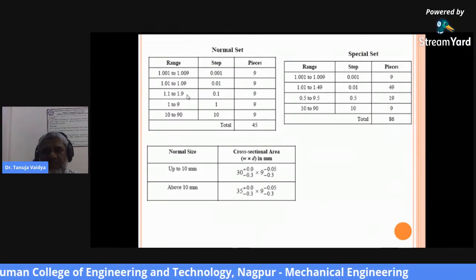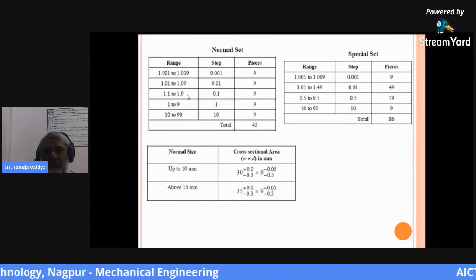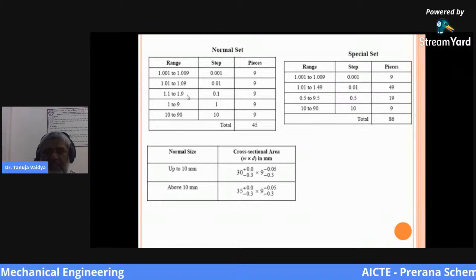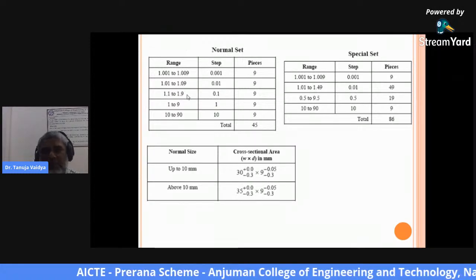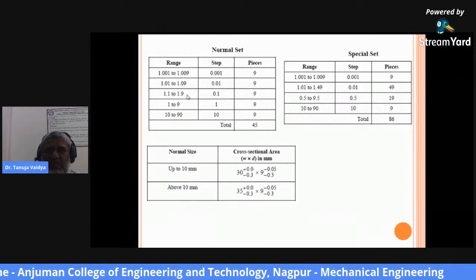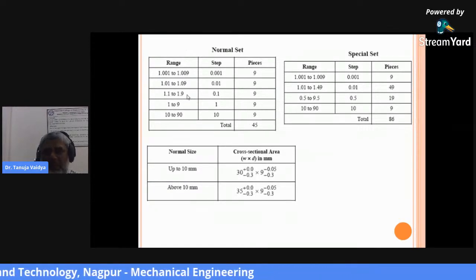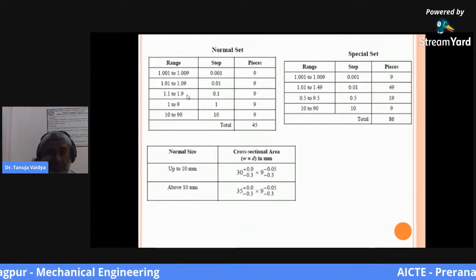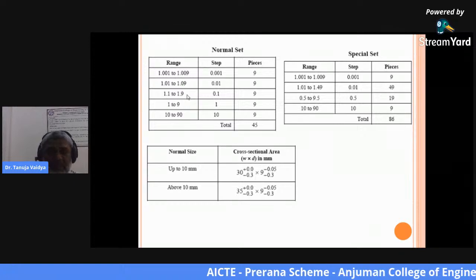Similarly, in the special set, you can see that 1.001 to 1.009 has 9 pieces, and then 1.01 to 1.49 with a step increase of 0.01 has 49 pieces, and then 0.5 to 9.5 with a step value of 0.5 has 19 pieces, and 10 to 90 has 10 pieces. So in the special set, 86 pieces are there.